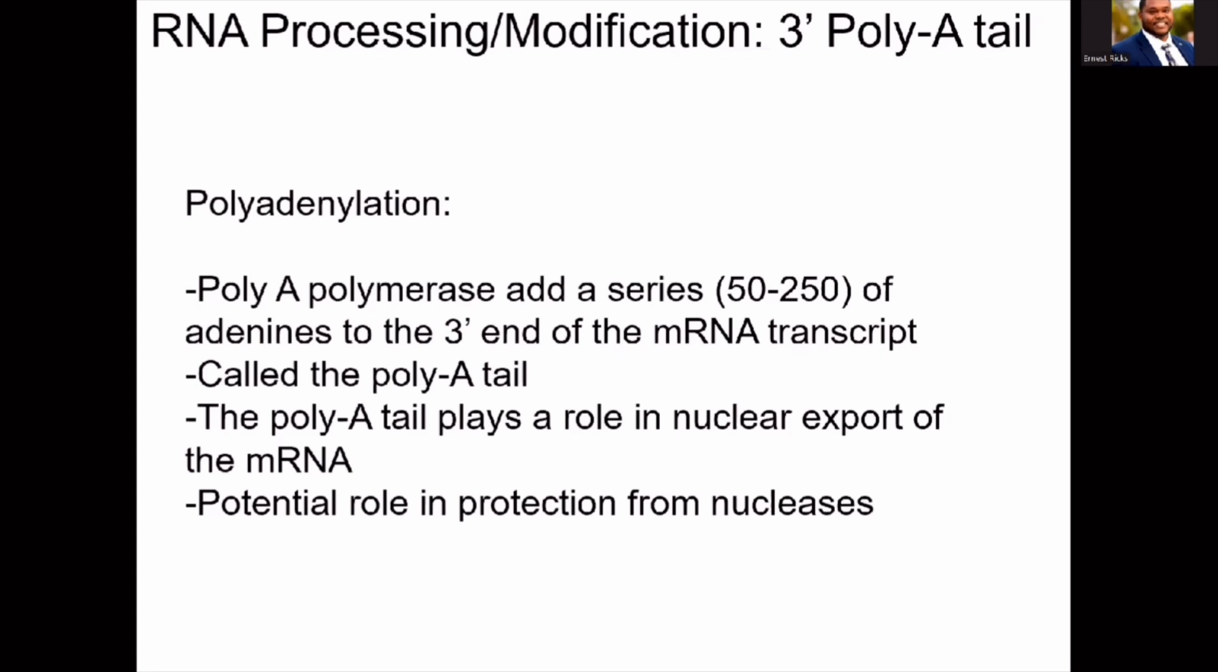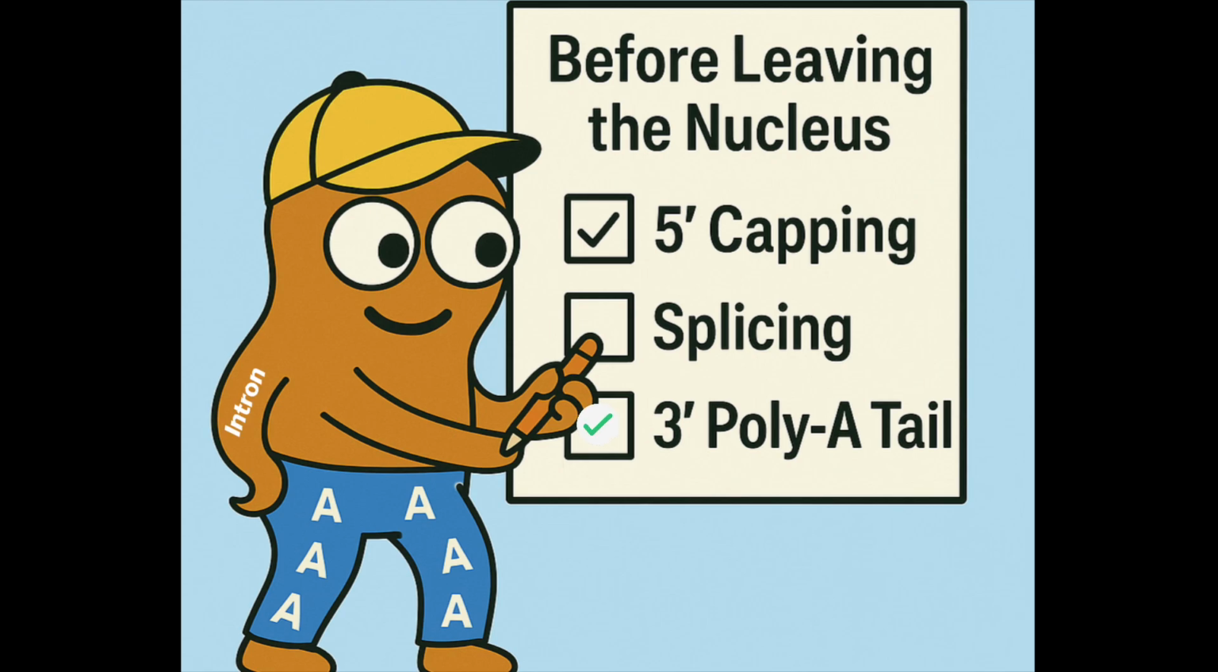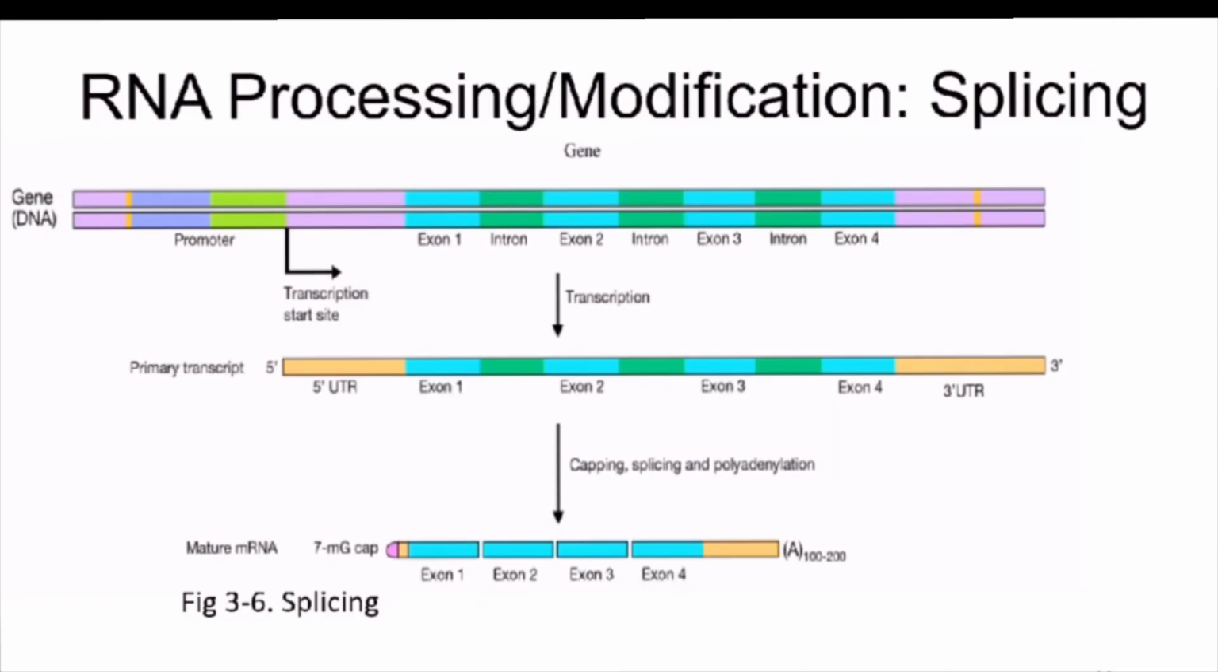The poly A tail has multiple roles. It facilitates the nuclear export. It enhances stability. It offers protection from the nucleases. So the longer the poly A tail, the more stable the mRNA can be. So at the 5' end, you have the addition of the cap, and at the 3' end, you have the addition of the poly A tail.